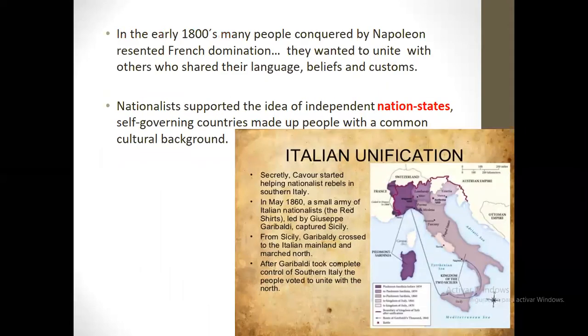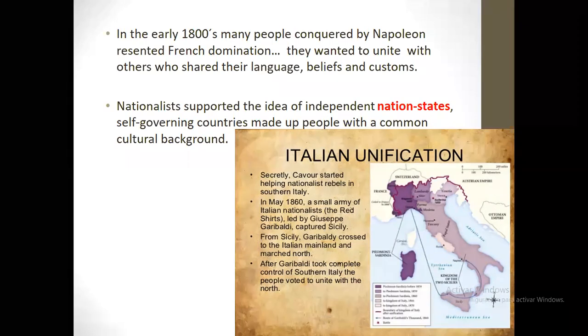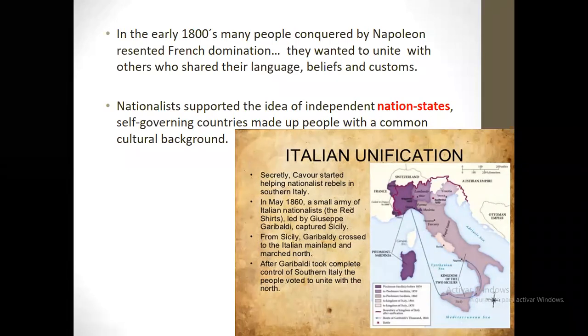Let's move on. Now, in the early 1800s, many people conquered by Napoleon resented French domination. They wanted to unite with others who shared their language, beliefs, and customs. So that's why Italy tried to unify with other areas of the same country. Well, because Italy during those days was separated. It was split.